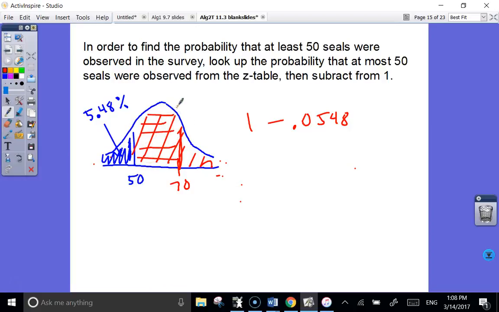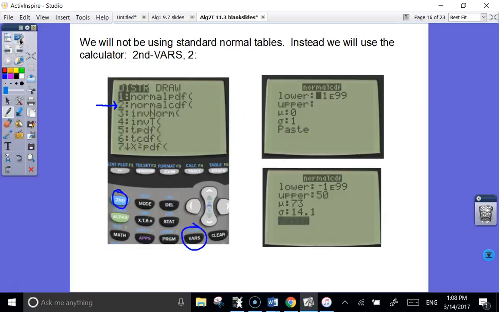But we're not going to end up doing that because, in fact, your calculator does normal distributions for you. And it's on a button that we've used a couple times already, vars. Except we're not going to use vars, we're going to use second vars. So you should get out the calculator and try this. Second vars, and you see this menu right here.